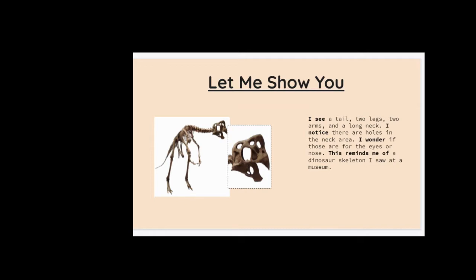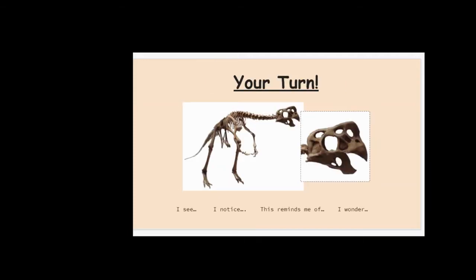I see a tail, 2 legs, 2 arms, and a long neck. I notice there are holes in the neck area. I wonder if those are for the eyes or nose. This reminds me of a dinosaur skeleton I saw at a museum. So go ahead, I want you to take a turn for a minute. Let's look at these again too. Could I add more to my writing?